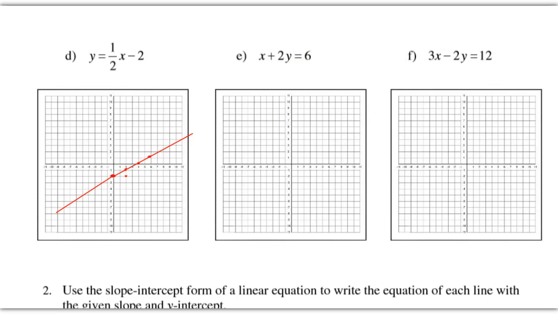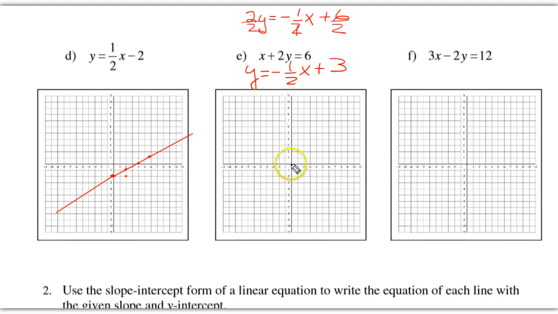Now, for something like this, what they wanted you to do here is to solve for y. So you have 2y equals, you're going to transpose the x, negative 1 over 1 x, I'm adding that, plus 6. And you're going to divide everything by 2. So this then becomes y equals negative 1/2 x plus 3.